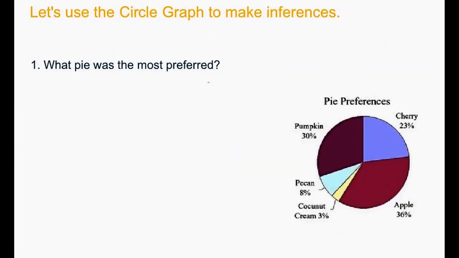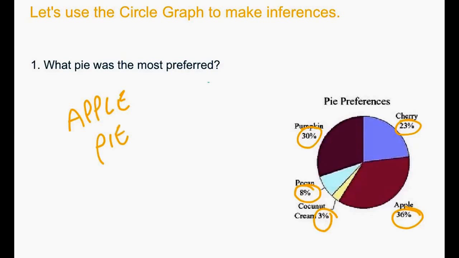Alright, so let's use this circle graph to make some inferences. First one. What pie was most preferred? I see coconut cream pie was 3%, pecan pie 8%, pumpkin 30%, cherry 23%, apple 36%. Apple had the highest percent, therefore apple pie was most preferred. Okay, so that's an inference we could make.